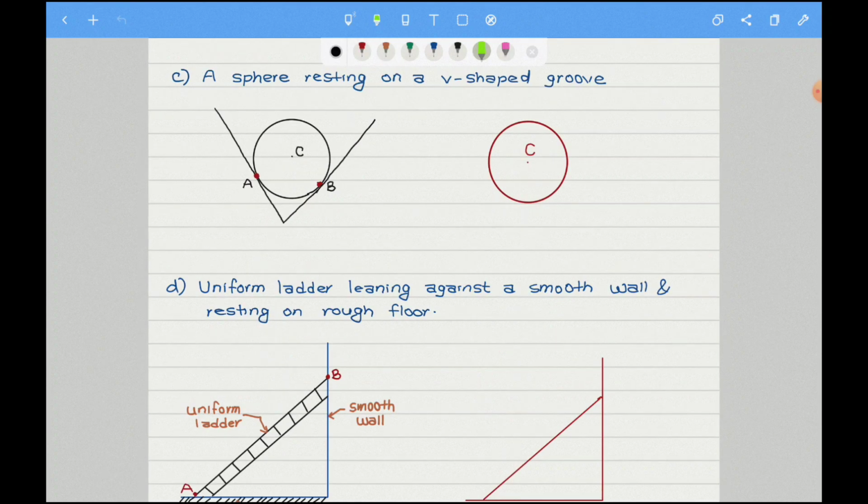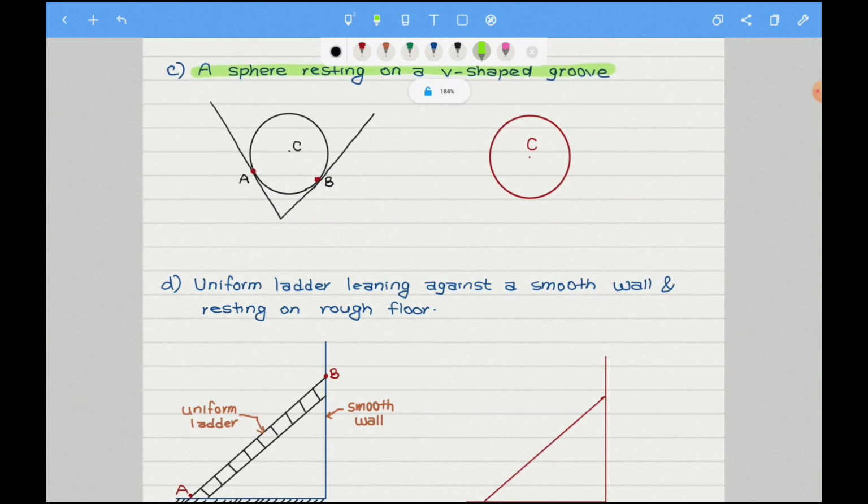The third example over here is that of a sphere resting on a V-shaped groove. As we can see in the figure, there is a sphere that rests on a V-shaped groove, so that there are two contact points, contact point A and contact point B, meaning that there should be two reactions at contact points A and B, and the weight component that should act through the centroid.